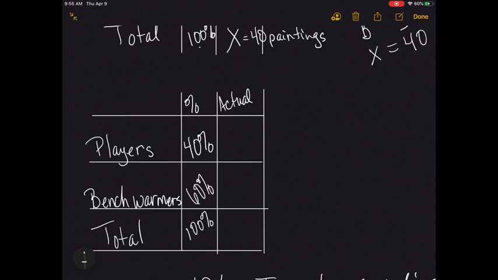So if 24 team members did not play, you have to think about, where does that one go? That one is going to have to go by the bench warmers, right? The actual number of bench warmers was 24.